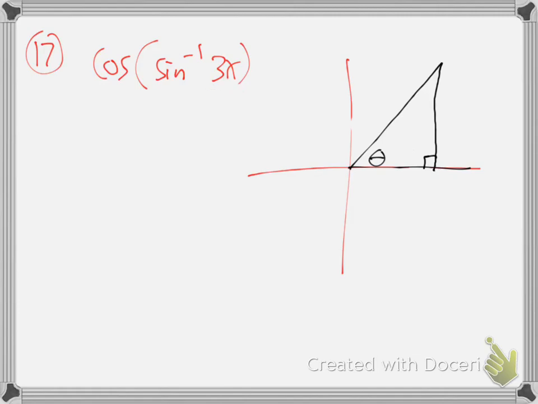All right, so how do we set this? We're doing SOHCAHTOA, right? So how am I going to do this with SOHCAHTOA?